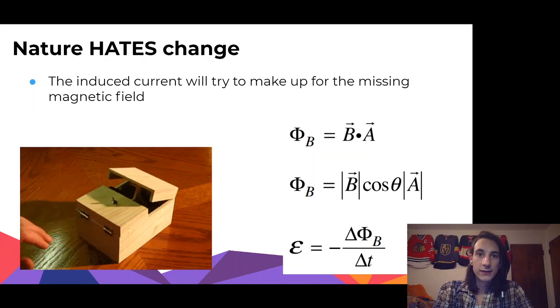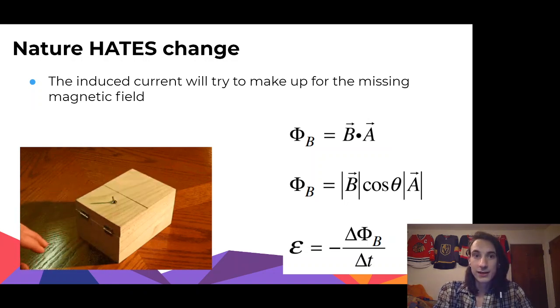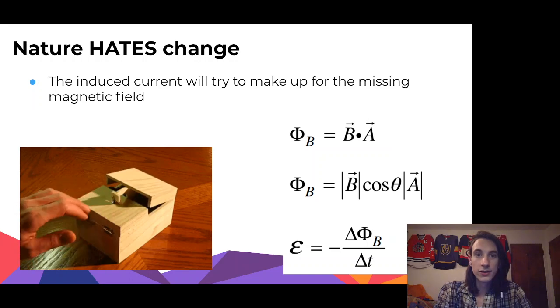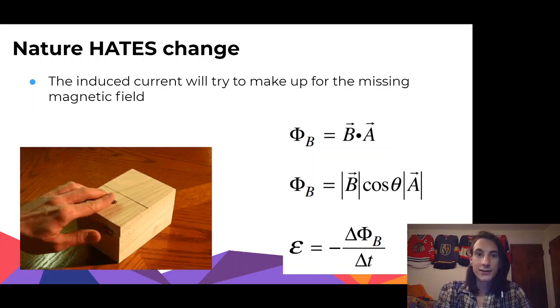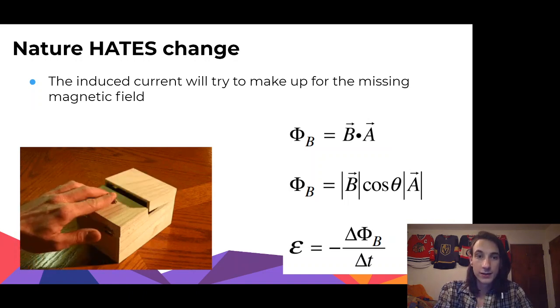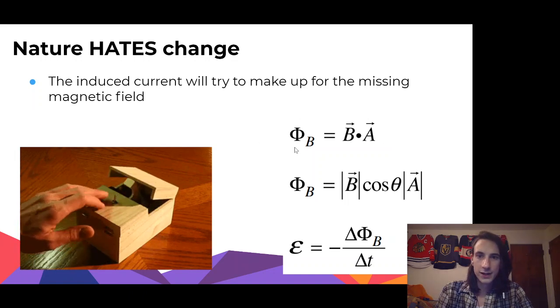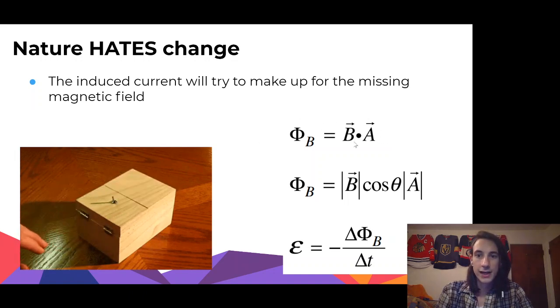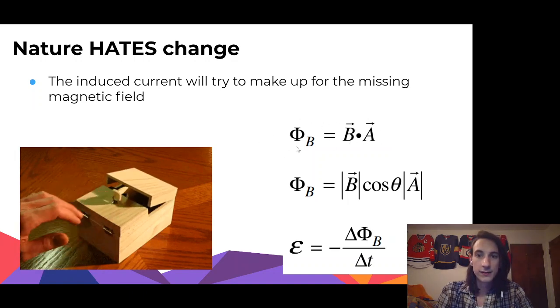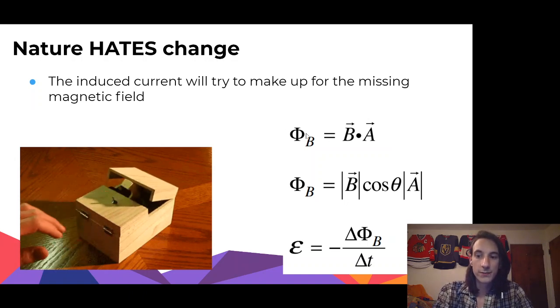So we said that this induced current comes about when we have a change in magnetic field. So the induced current is going to go around and try to make up for this missing magnetic field, this change in magnetic field. So just really quick, we have that equation for flux where we said it's the magnetic field and then the area. So we want to look and see, okay, if this flux is changing, our loop of wire is going to try to make up for it.